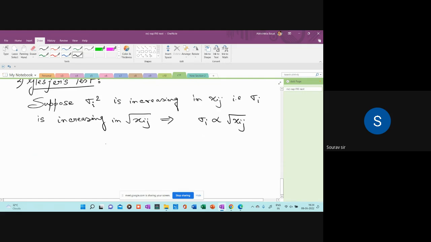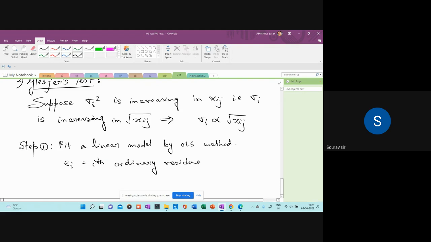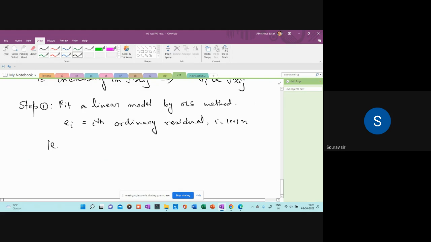So first we need to fit the linear model by the OLS method. Step 1: fit a linear model by OLS method. After fitting the model we get an error, which is called ei. So ei is the ith ordinary residual, for i running from 1 to n. We take the absolute value of ei, which gives a rough estimate of sigma i.